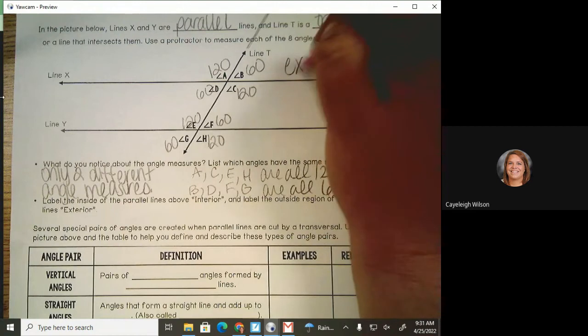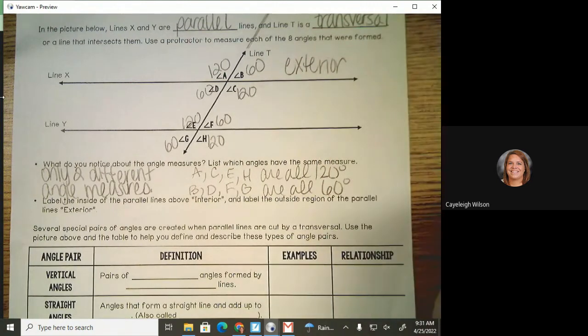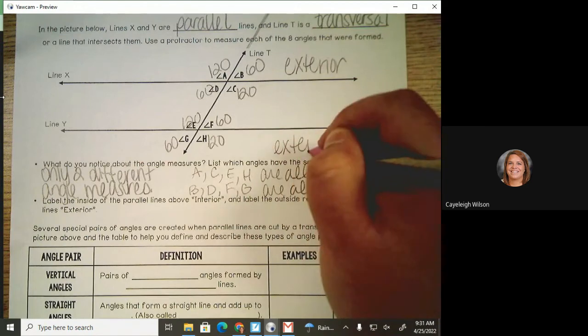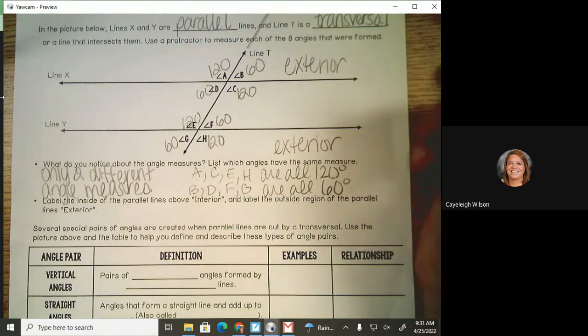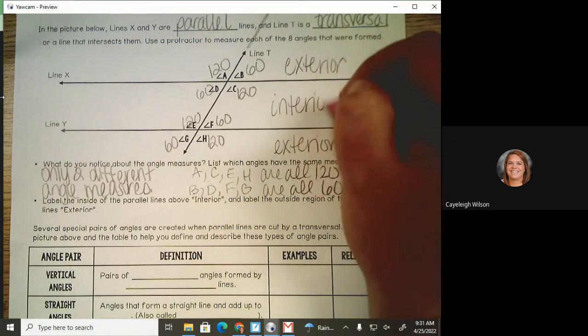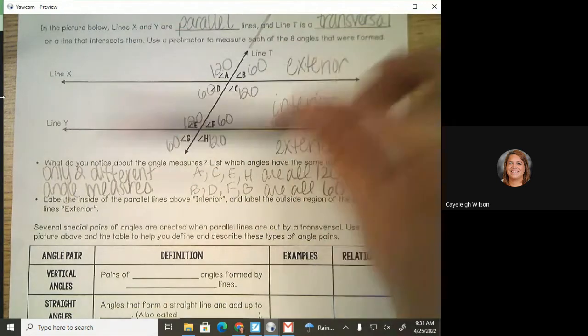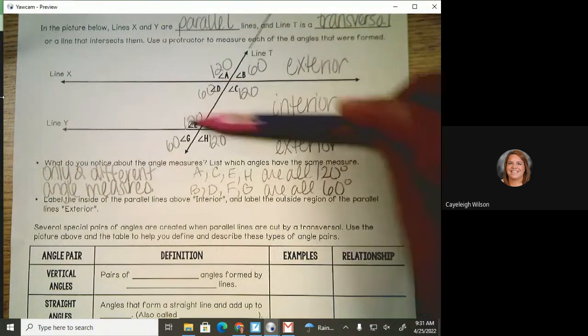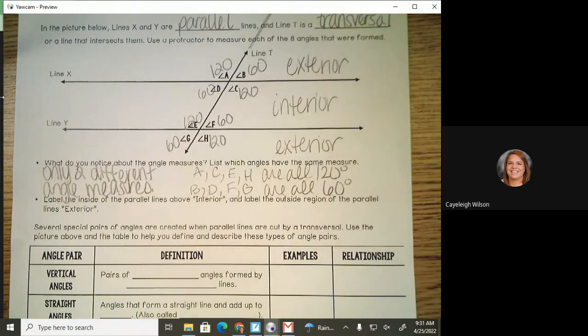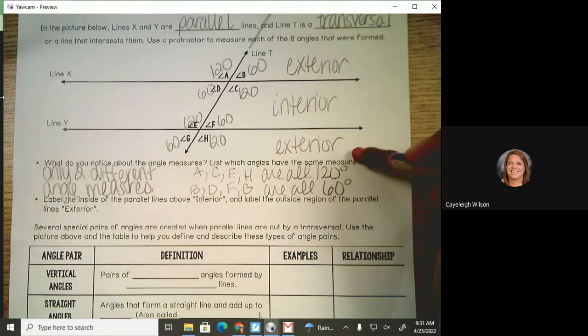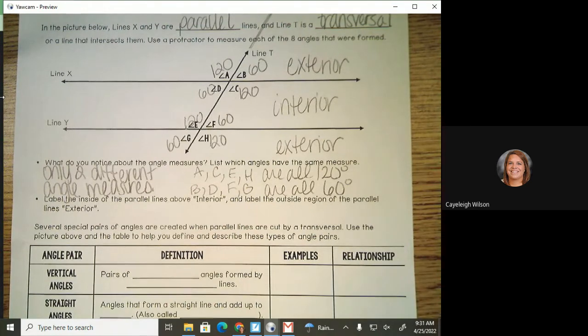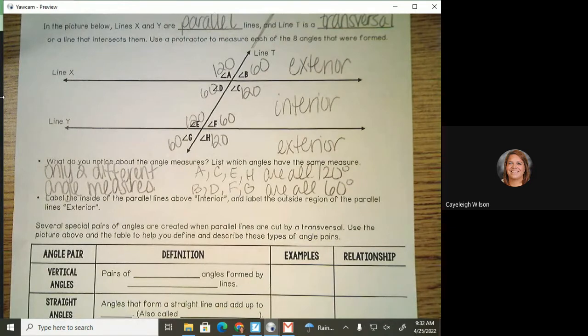So these angles up here, these are exterior. Down here at the bottom, these are exterior. And the ones that are between the two parallel lines are the angles that are interior. These four angles come between the two parallel lines, so those are interior angles because they're inside the two parallel lines. The others out here are angles that are outside the parallel lines, so they're the exterior. Now, those words are going to be important to be able to determine which angles we're talking about.